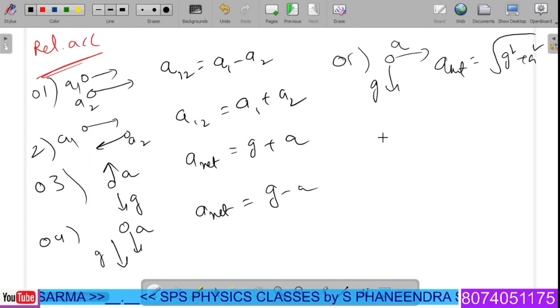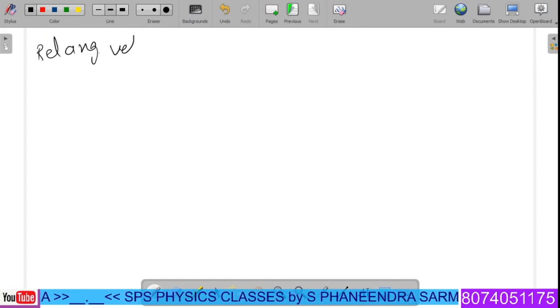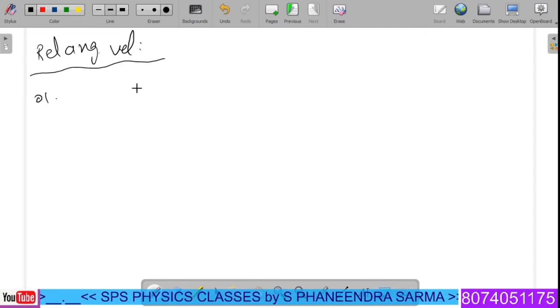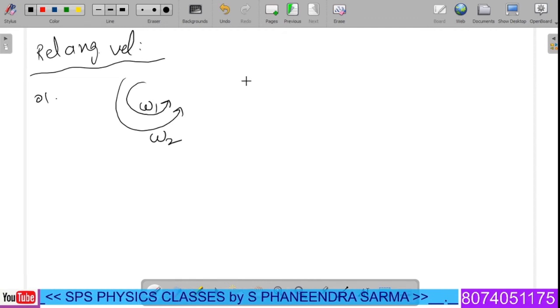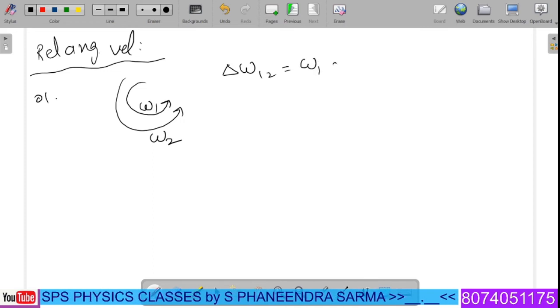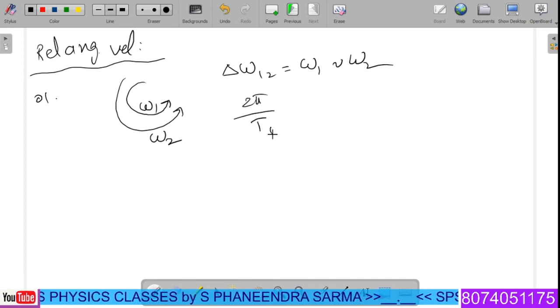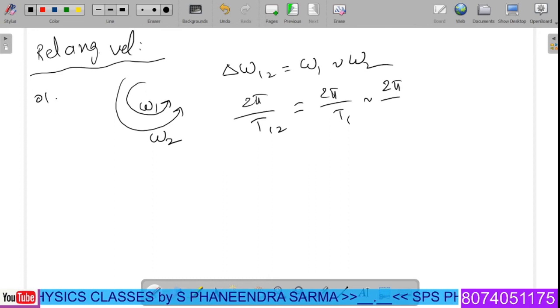Now, next one, relative angular velocity. Next concept. Let us take it. In relative angular velocity, suppose the first object is rotating clockwise with angular velocity omega 1, and the second object is also rotating in the same direction with omega 2, then the relative angular velocity is omega 1 minus omega 2. In such a case, you can write 2 pi by relative time period T12 equals 2 pi by T1 minus 2 pi by T2.